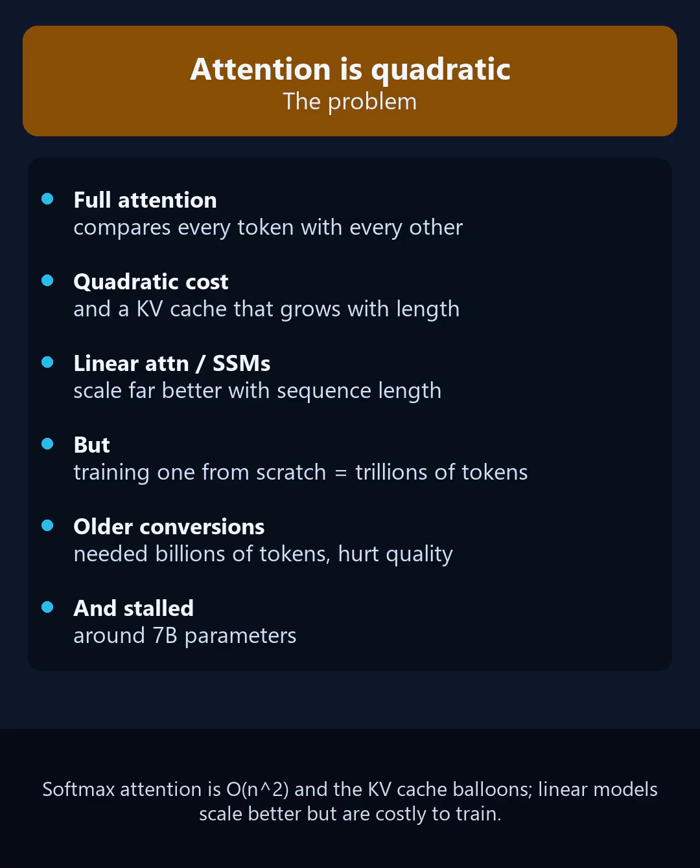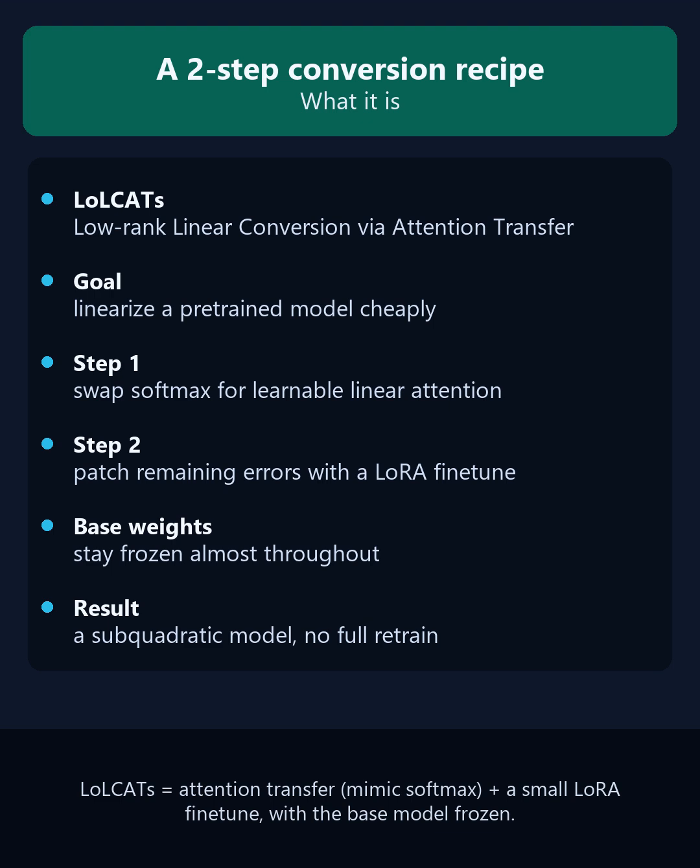Building them means pre-training from scratch on trillions of tokens. Earlier attempts to convert an existing model still needed billions of tokens, badly hurt quality, and only worked up to about 7 billion parameters. LoLCAT stands for low-rank linear conversion via attention transfer. It is a simple two-step recipe to linearize a pre-trained model cheaply.